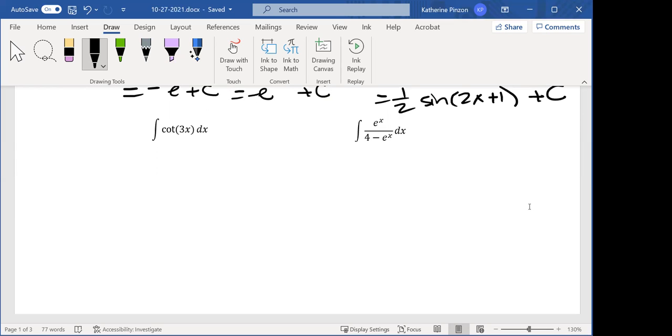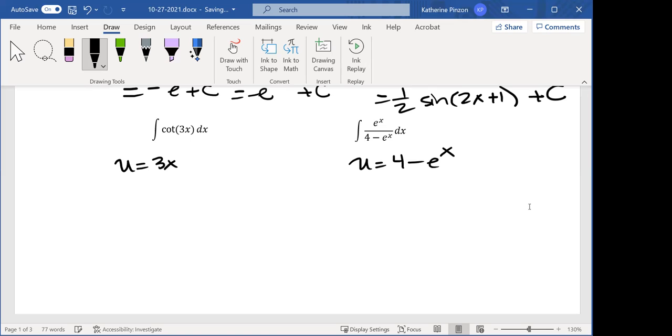Is everybody ready? You have your plan? Almost. The first one should be easy. The second one you might have to think a little bit harder. So what did you pick for u in the first one? 3x inside there. Okay, how about in the second one? Yeah, the denominator, 4 minus e to the x.